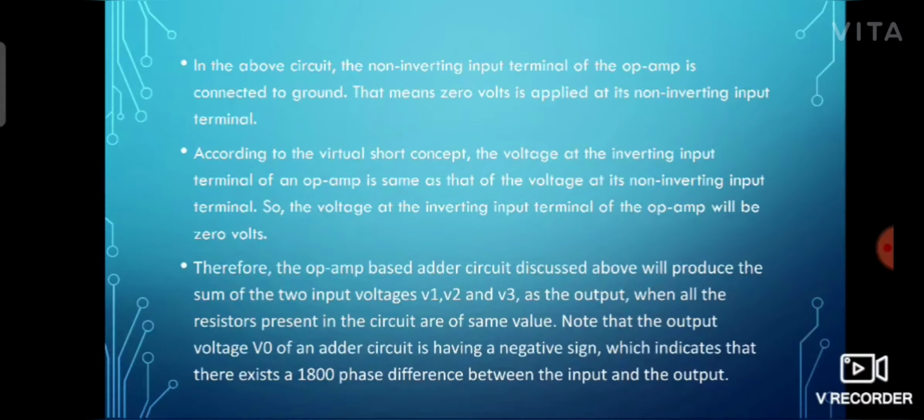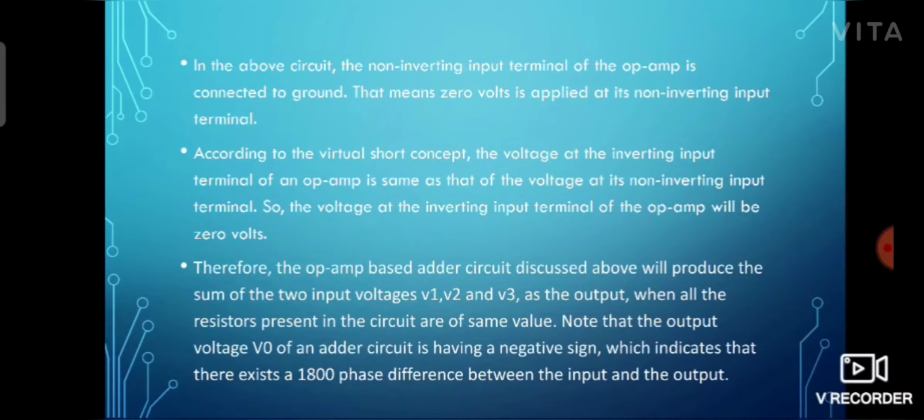In the above circuit, the non-inverting input terminal of the op-amp is connected to the ground. That means zero voltage is applied at its non-inverting input terminal. According to the virtual short concept, the voltage at the inverting input terminal of an op-amp is the same as the voltage of its non-inverting input terminal. So the voltage of the inverting input terminal of the op-amp will also be 0 volts.